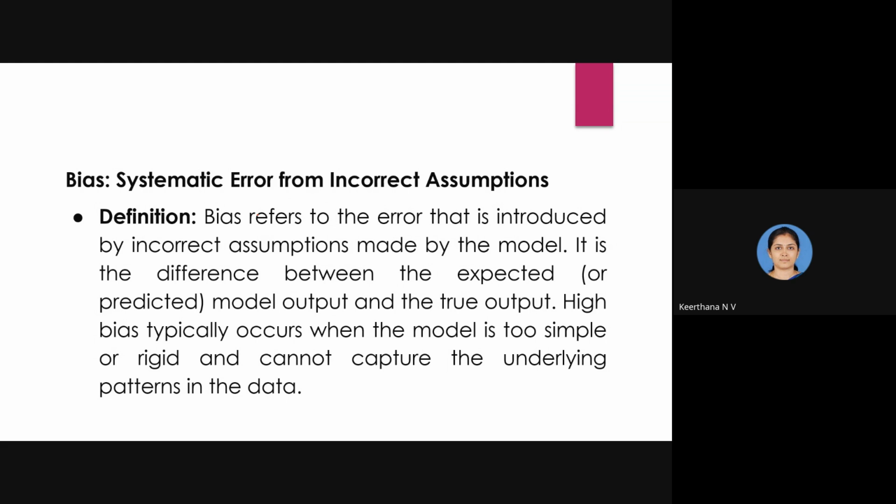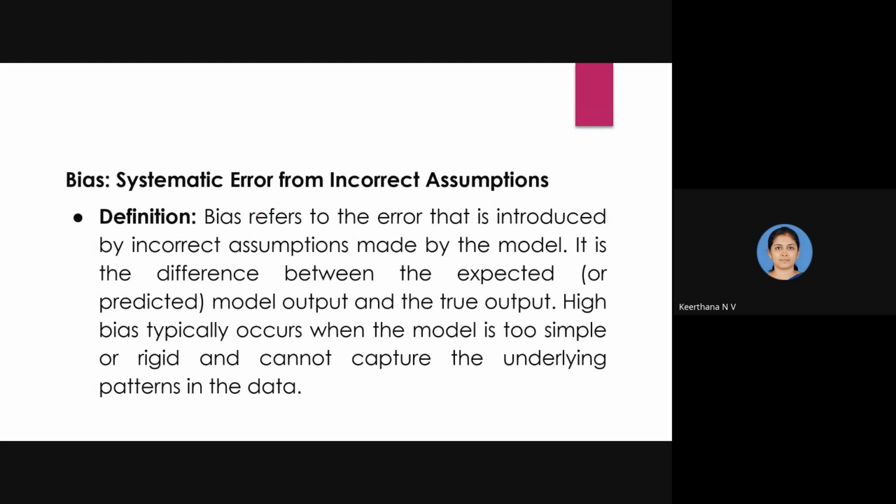bias refers to the error that is introduced by incorrect assumptions made by the model, and it is also the difference between the expected model output and the true output. So generally, there are two types of models: high bias and low bias. High bias occurs when underfitting occurs. When overfitting occurs, low bias will occur.